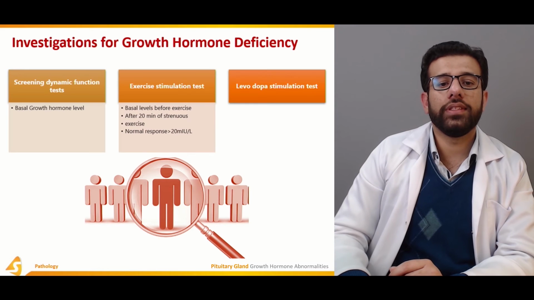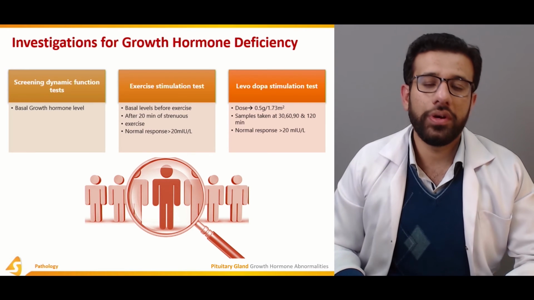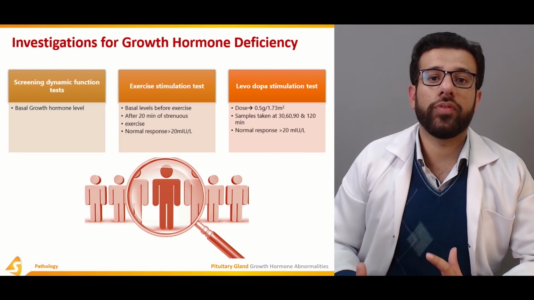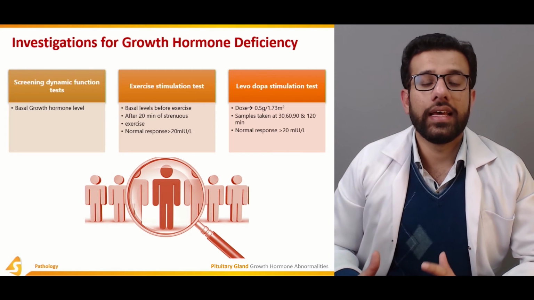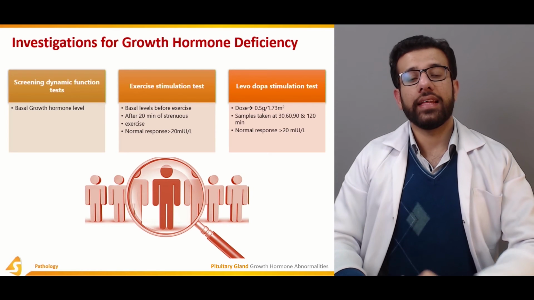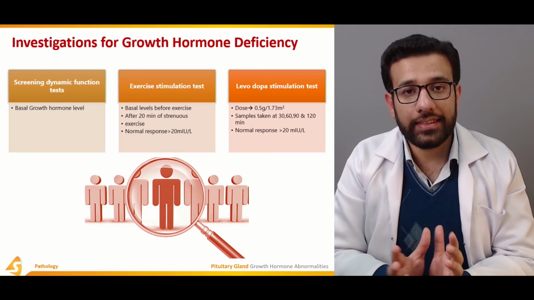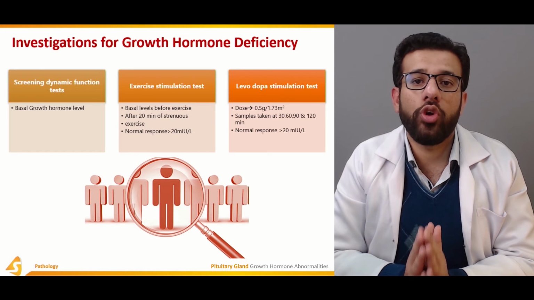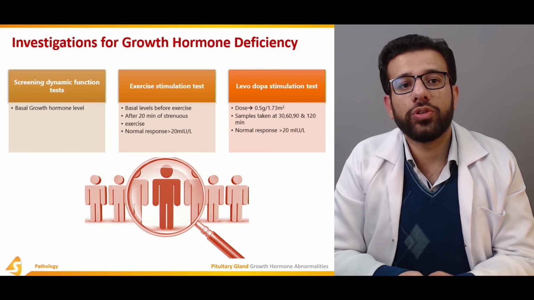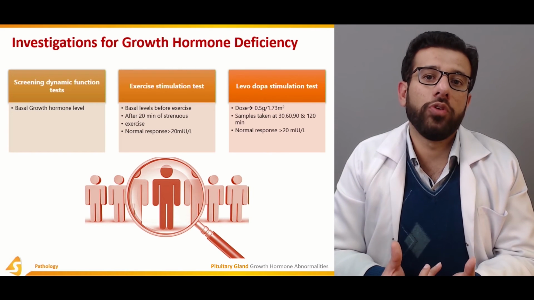Now coming back to the investigation for the growth hormone deficiency, as I've already told you prior, whenever there is a deficiency of the hormone, you perform certain stimulatory tests. So the basal growth hormone level is first assessed. Then the stimulation tests include the exercise stimulation test and the levodopa. Levodopa is basically a drug. An appropriate dose of that drug is administered IV. Then we see the response of the growth hormone.